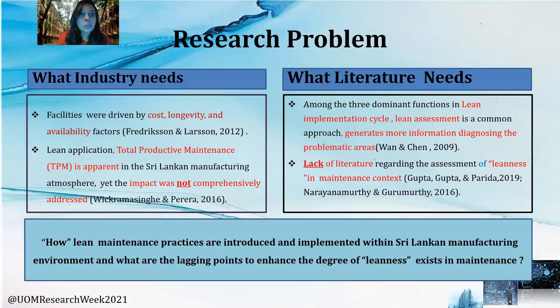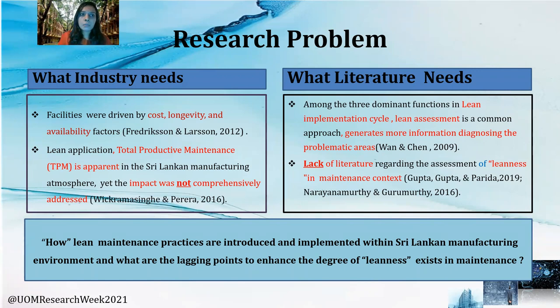So with that background, I have constructed the research problem considering two perspectives, that is industry and literature, industry needs and literature needs. When it comes to industries, facilities are always driven by cost, longevity and availability factors, and the lean application, total productive maintenance, is apparent in the manufacturing environment, but its impact was not comprehensively addressed. In the literature, it was identified that lean assessment is a common approach that generates more information for diagnosis in the problematic area. However, there was a lack of literature regarding leanness assessment in the maintenance context.